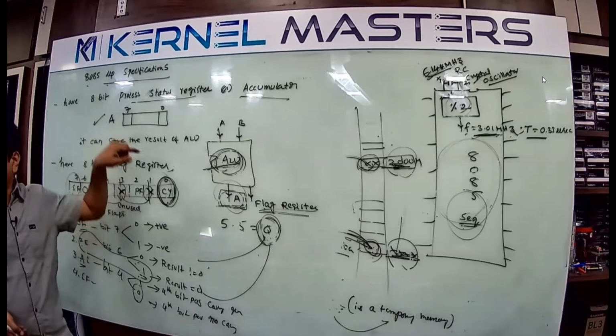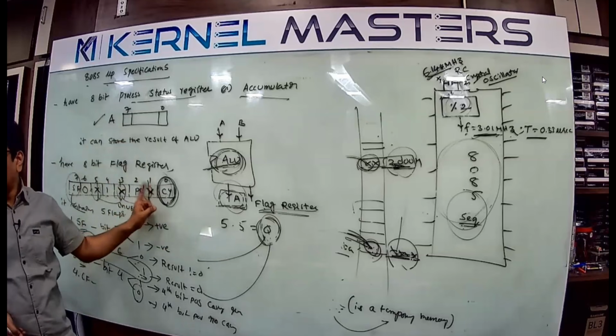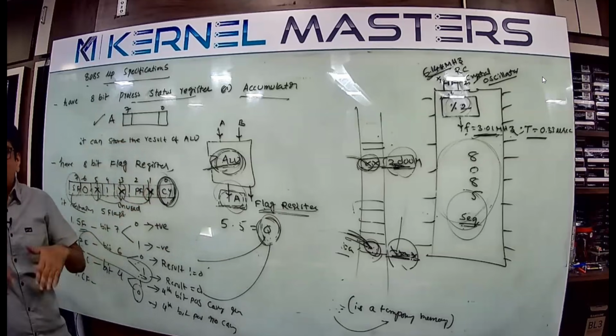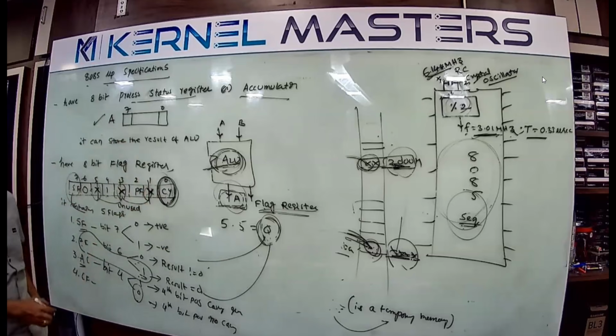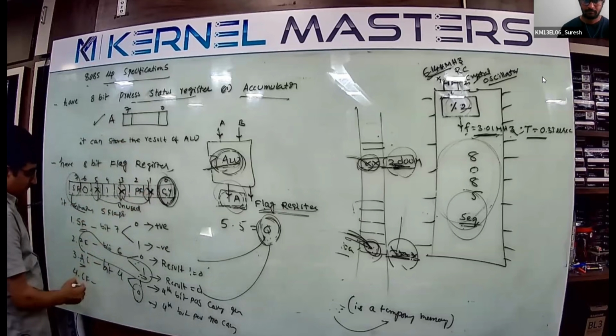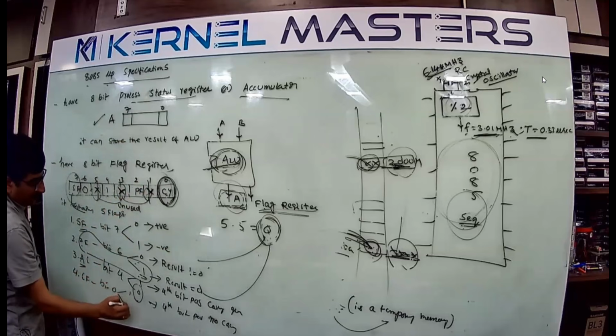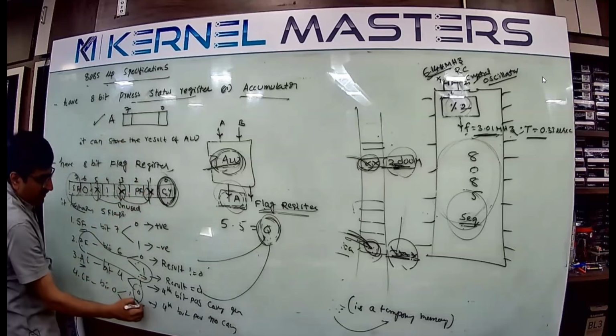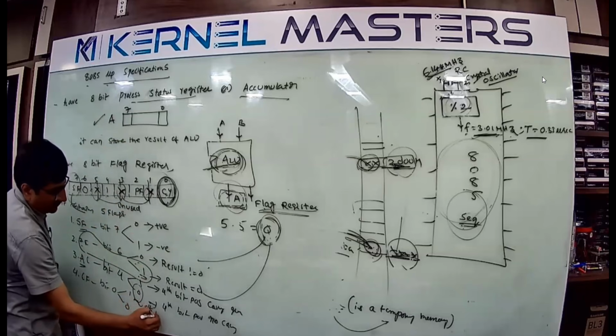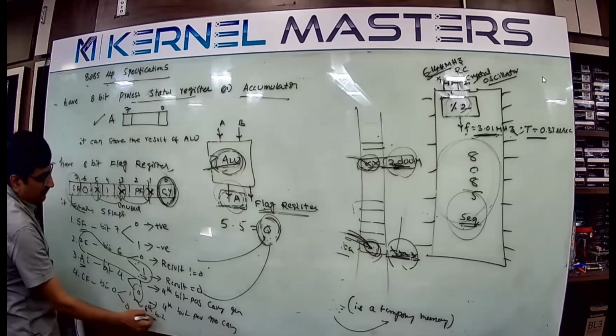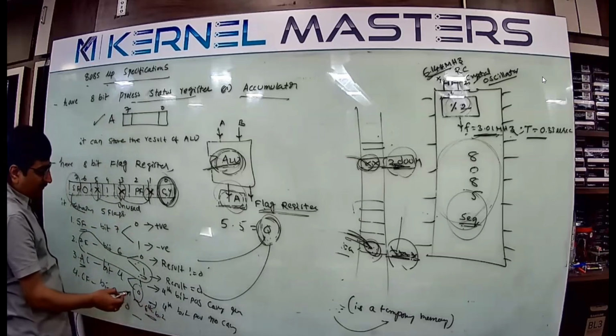Carry at the 8-bit position, tell me. CF, the carry flag. Where is the carry position? Exactly, that is CY. CY is bit 0. Carry at the 8-bit position: if a carry is generated it is 1 only, and if carry is not generated it is 0 only. That is CF.